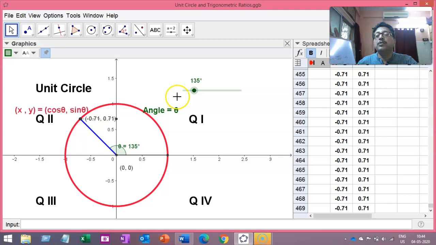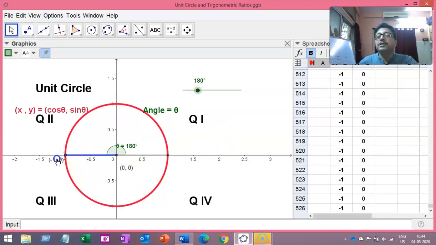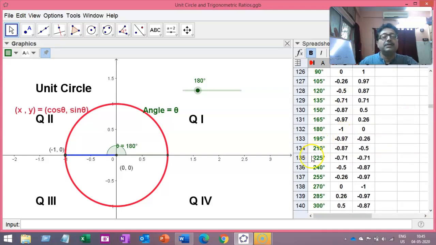Let us go for more than that. If it is 180 degrees, see how nicely it is showing the result. This point has what coordinate? Minus 1, 0. And cos 180 degree, all of you know, tell me, because the table gives the cosine value first. Cos 180 value is how much?